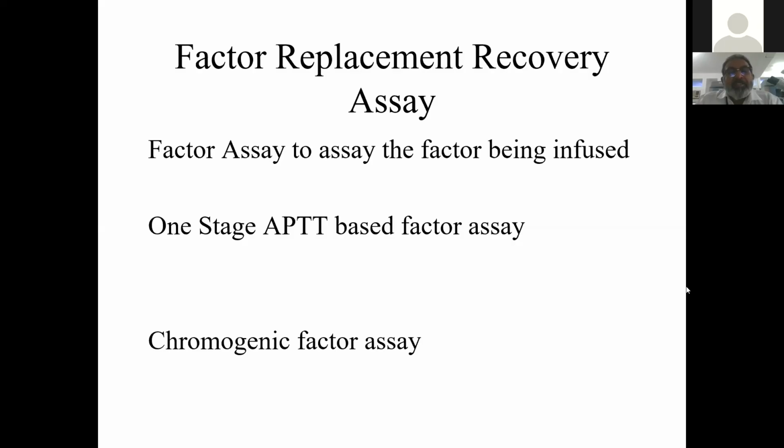may not be applicable here because chromogenic factor assays are not widely practiced in our country. I'll show you that data much later.